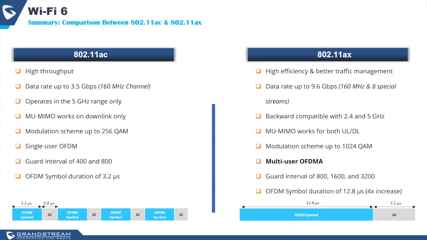So this slide summarizes the main differences between Wi-Fi 6 and Wi-Fi 5, which is 802.11ac. The main focus, as I mentioned, of 802.11ac was high throughput. However, with all the shortcomings in the standard, it was never able to achieve the advertised data rate. Even if it advertises a data rate of up to 3.5 gigabits, this is very hard to achieve even with a wide channel of 160 megahertz. And it operates only in the 5 gigahertz range.